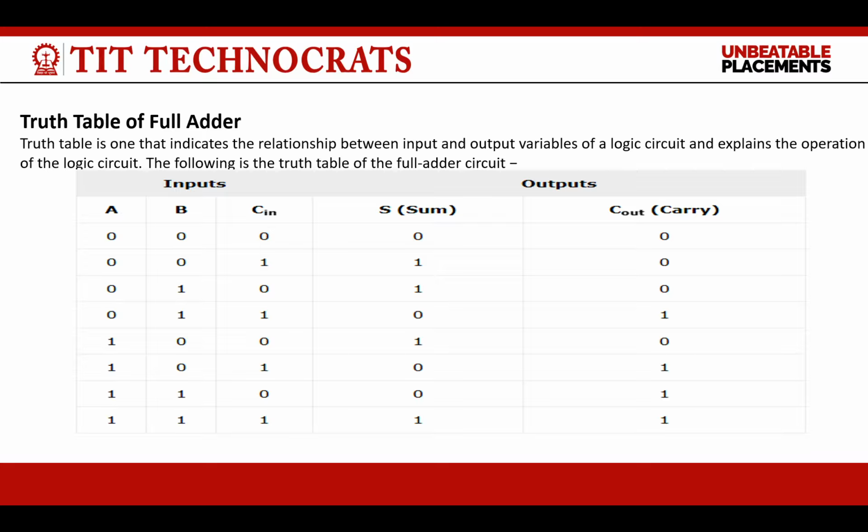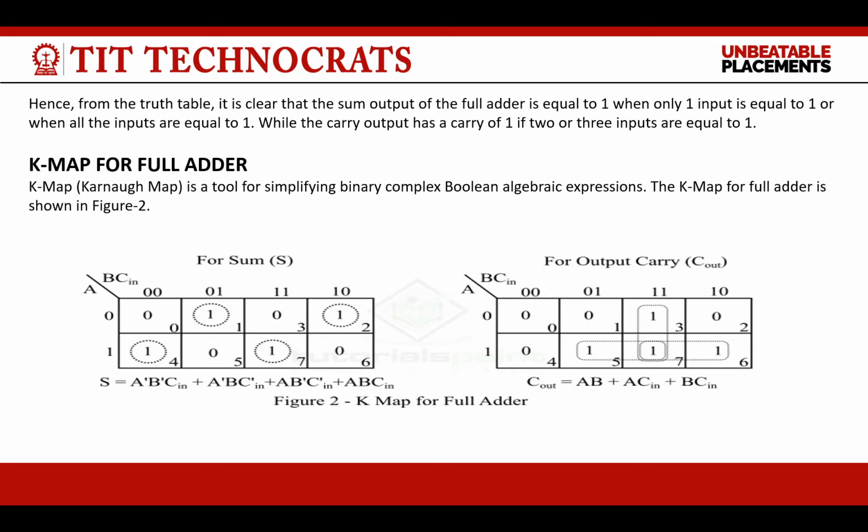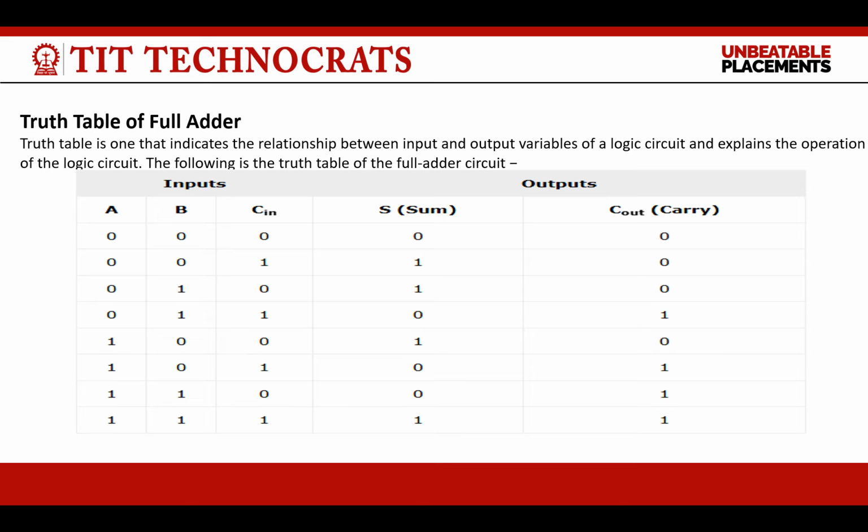For designing the truth table of the full adder circuit, we must have three inputs A, B, C in, and we must have two outputs, sum and carry. The truth table of the full adder circuit indicates the relationship between the input and output variables of the circuit, and the outputs of the full adder circuit in the truth table are filled by using binary rules.